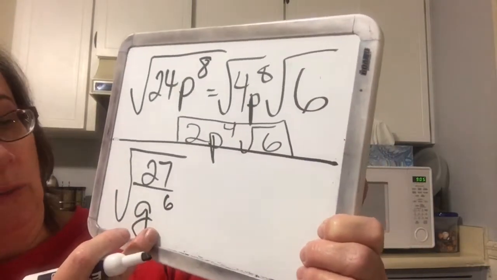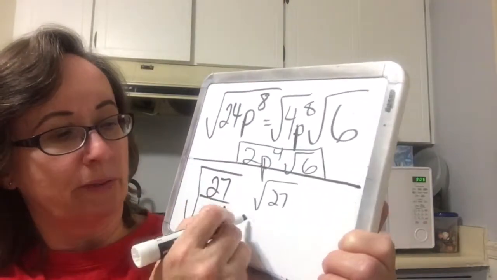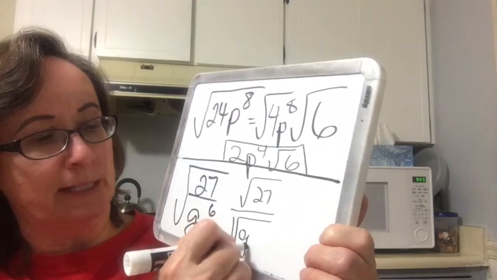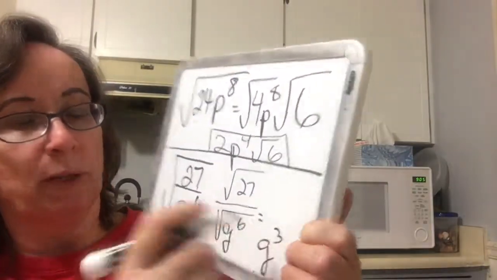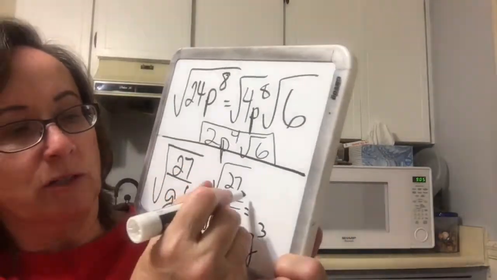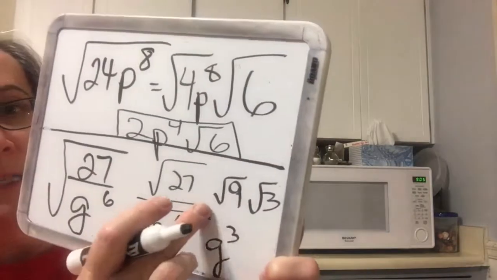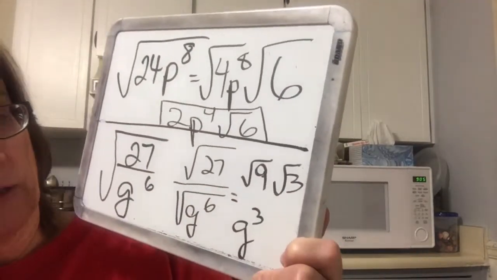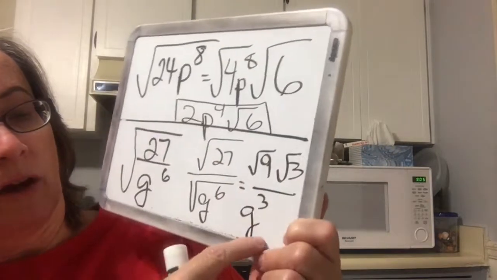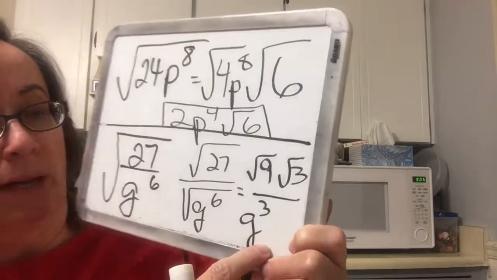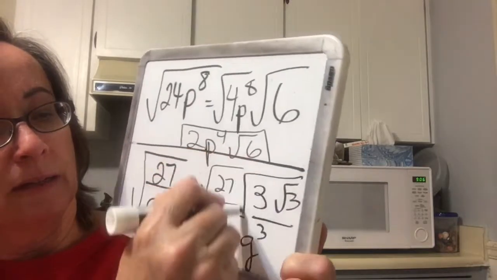Down here, we've got the 27 is not perfect. And the square root of g to the 6th is perfect. So the square root of g to the 6th will become g cubed when I pull it out of the radical. And then the square root of 27 would become the square root of 9, the square root of 3, because 9 is perfect and 3 is the leftovers. So then my final answer would wind up being 3 square root of 3 over g cubed. And since I've run out of board, I'm just going to take my square root of 9 and make it a 3 and box my answer.